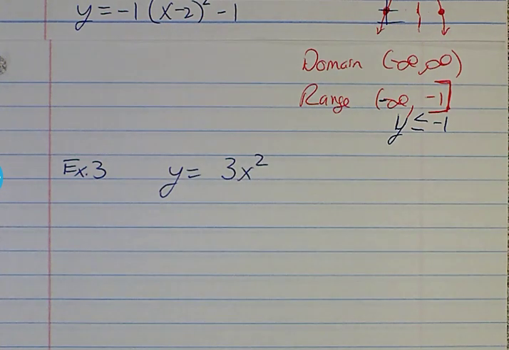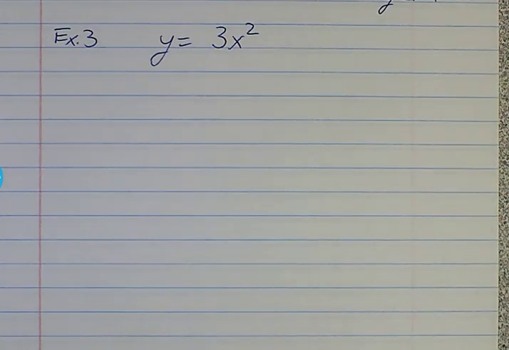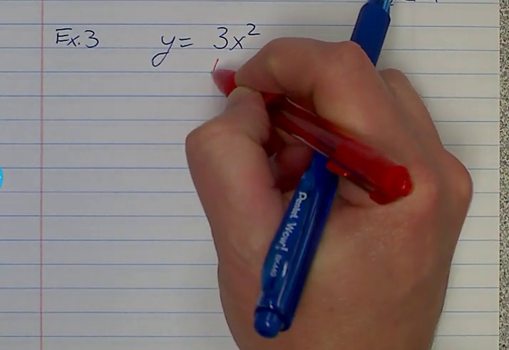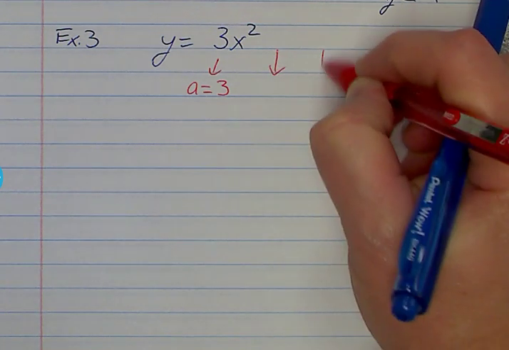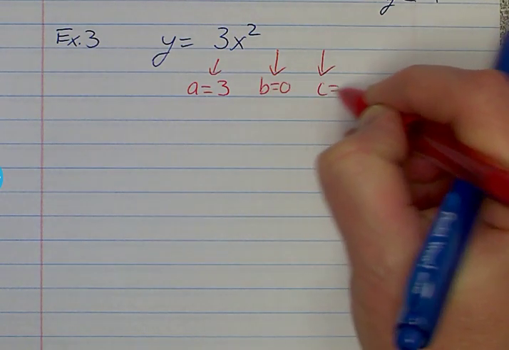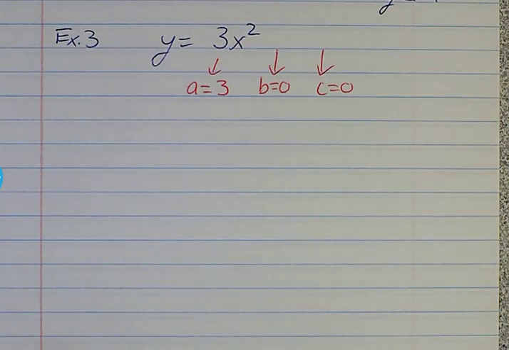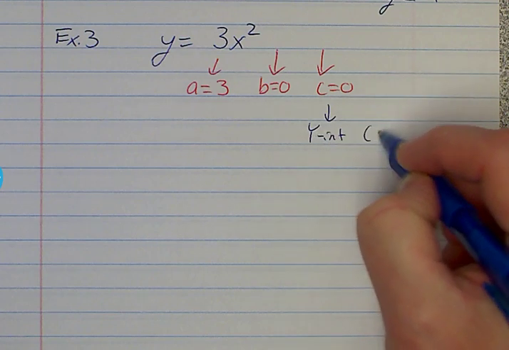All right, let's say you're just doing y equals 3x squared. And we're going to do all those same things again. All right, the A value is 3. Where are the B and the C values? They're not there, right? And if there's nothing there, that means they are 0. So if there's nothing back here, then your B and your C values are just 0. And if the C value is 0, that means the y-intercept is at 0, 0.